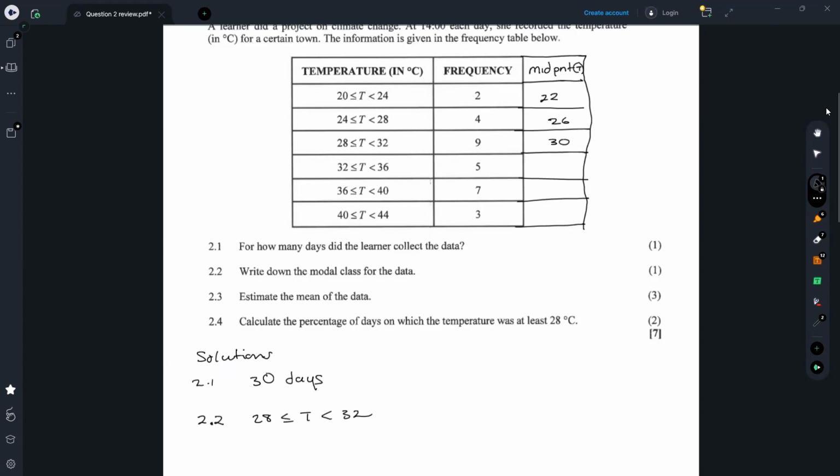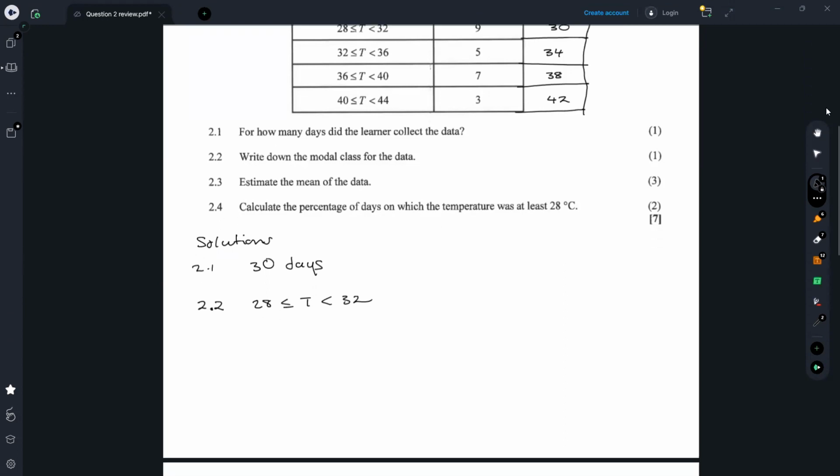And we're going to continue the trend here. So 32 plus 36 divided by 2 should give us 34. And this would be 38 like that. And 40 and 44 should give us 42 like that.